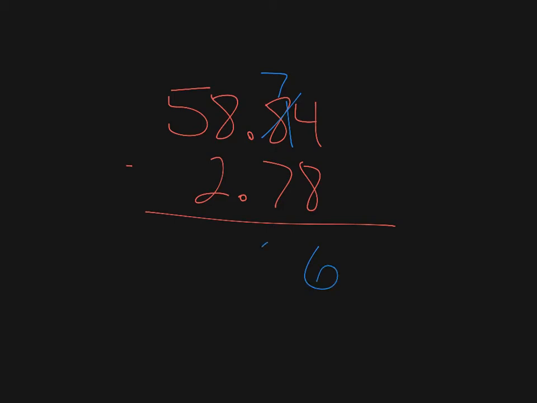7 minus 7 will be 0. Our decimal goes straight down. 8 minus 2 is 6. The 5 is by himself. So our difference is going to be 56 and 6 hundredths.